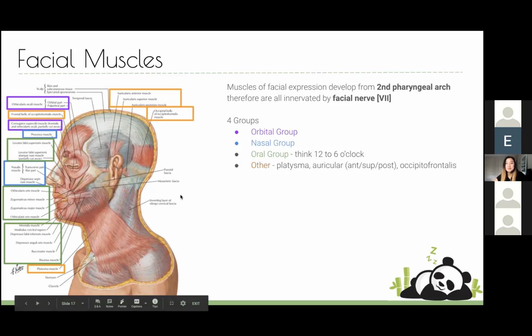The other group is pretty fun. Your platysma is this huge muscle, so some people tense their neck. That's that muscle. You have your auricular, anterior, superior, and posterior muscles, and then that's your occipital frontalis, making up the third layer of your scalp.